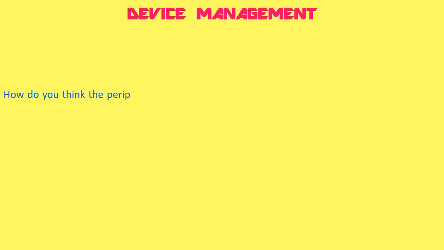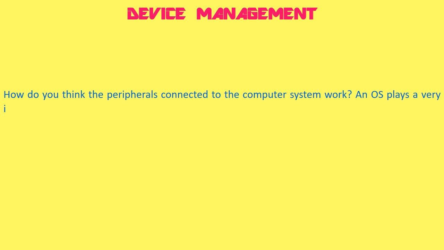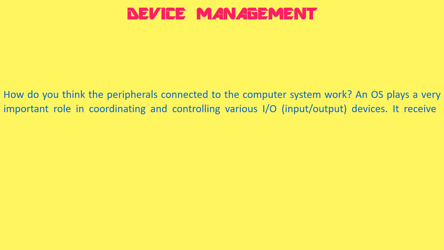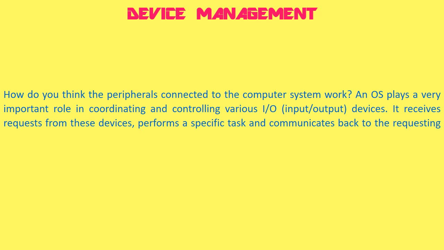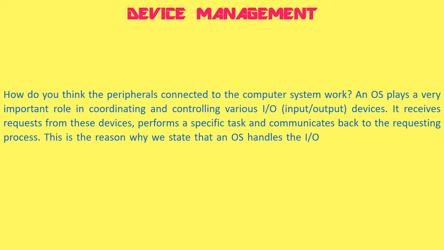Next is device management. How do you think the peripherals connected to the computer system work? An operating system plays a very important role in coordinating and controlling various input-output devices. It receives requests from these devices, performs a specific task, and communicates back to the requesting process. This is the reason why we state that an operating system handles the input-output operations of the computer system.